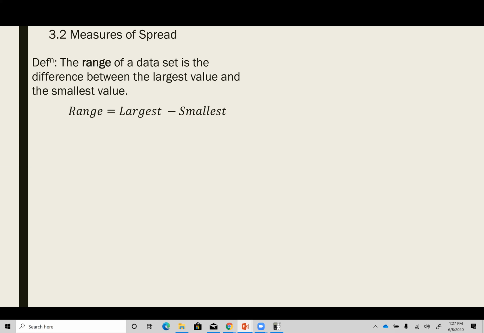The first definition we have is the range of your data. Reminder, the range of your data is basically the largest data minus the smallest data. Basically, we want to know, from the smallest number to the largest number, how far apart are they? Okay, question? Somebody have a question?